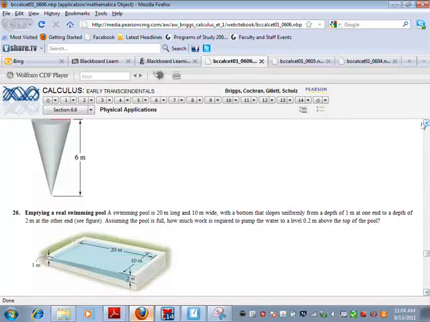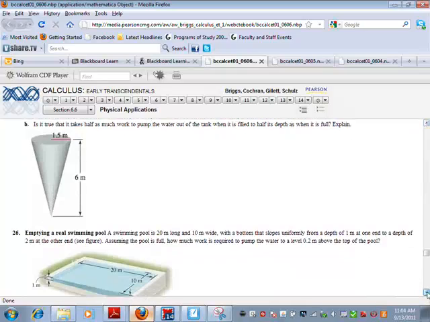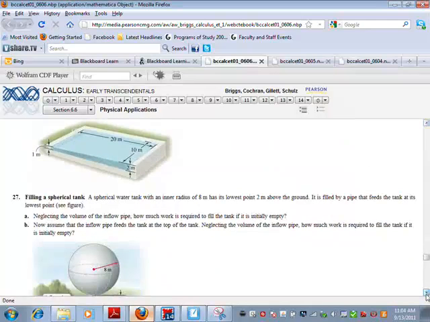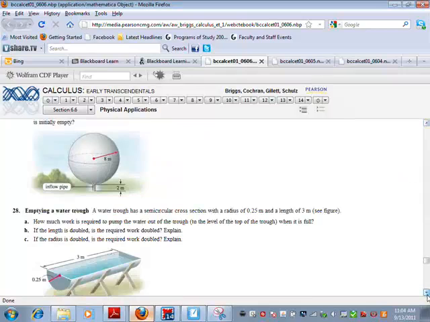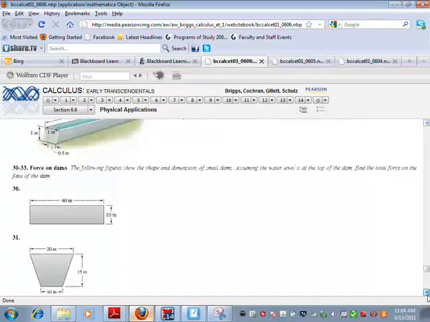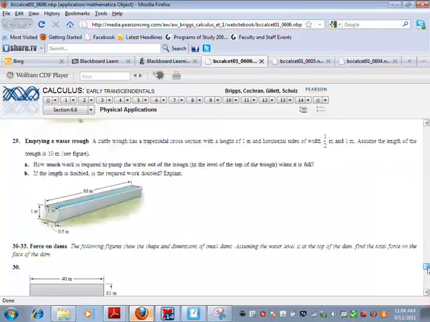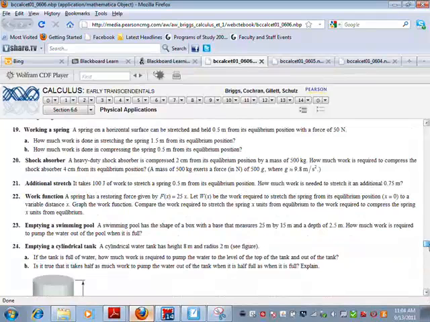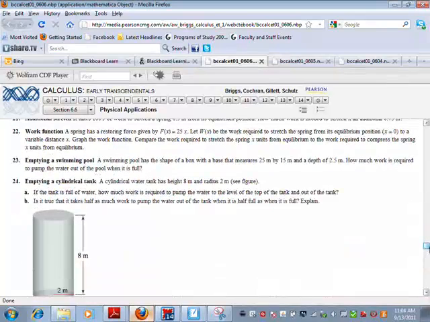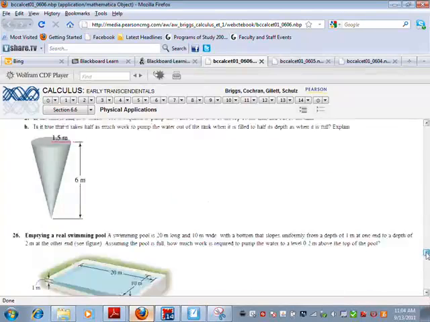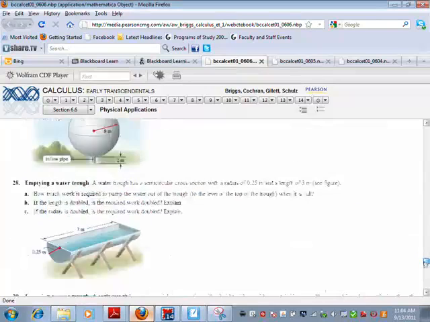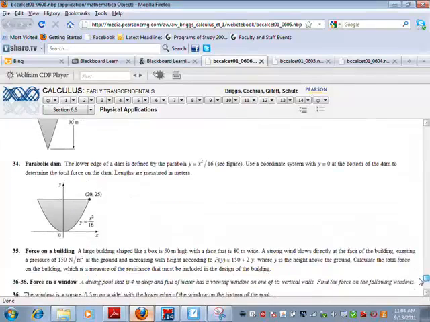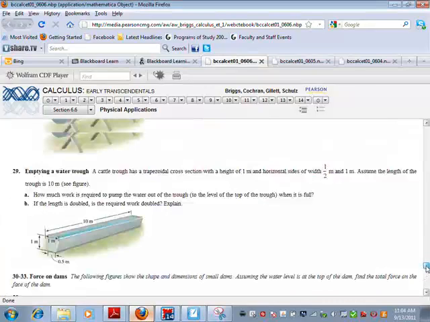Let's see if we can find one that is fun. I remember that swimming pool. That's the physics one. Lifting, emptying a cylindrical tank. How much work is required? Yeah, so I may ask something like 24. They don't have any of these ones with the buckets here. I guess not.